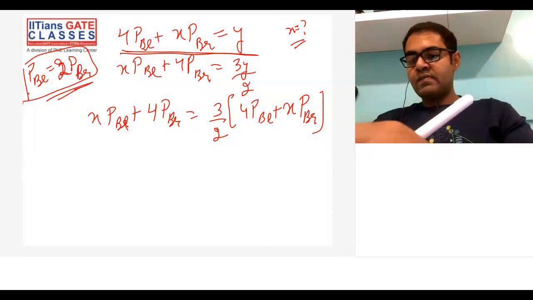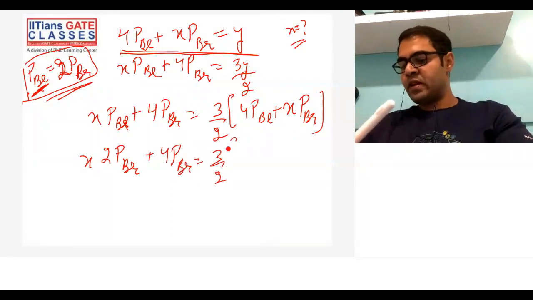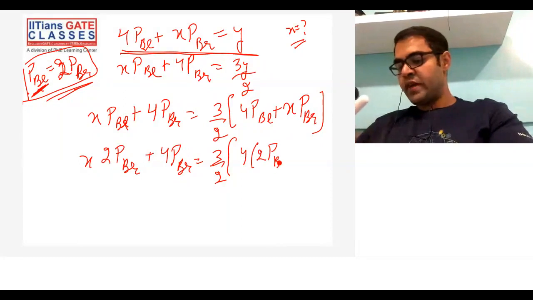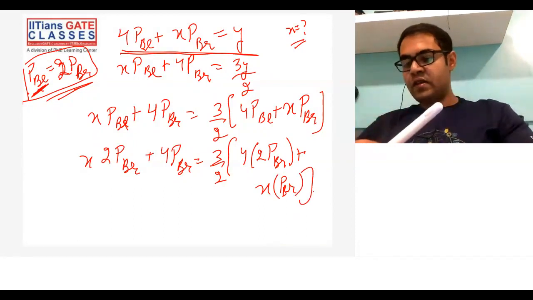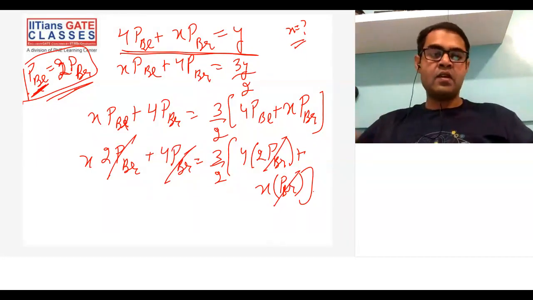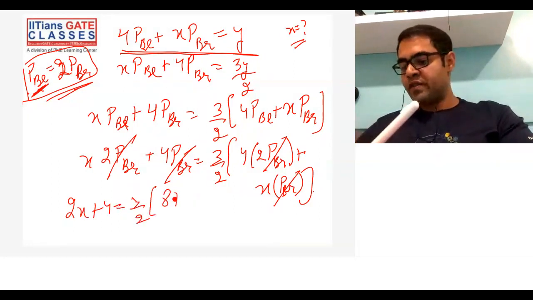So now I'll just replace price of black pair with twice price of brown pair. So this becomes 2 times price of brown pair. Brown pair is equal to 3 by 2 times of 4 price of twice price of brown pair into 2 price of brown pair plus X price of brown pair. Now if you see, this brown pairs will cancel with each other because the variable is same on the LHS and RHS. So all you have is 2x plus 4 is equal to 3 by 2 times of 8 plus x.